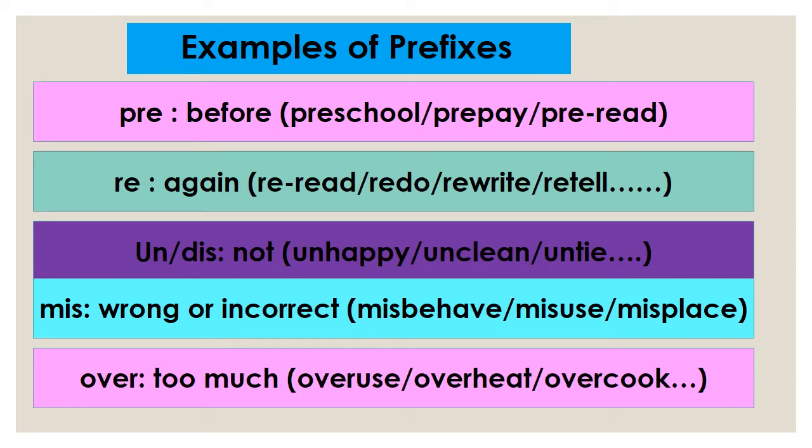Here are all the prefixes that are given and which you have studied very well for the upcoming exams. So here you have pre, it means before, and you have re, it means again, and you have un, this means not, and you have miss, it means wrong or incorrect, and you have over, it means too much. And you have here a lot of examples. Please practice reading them.